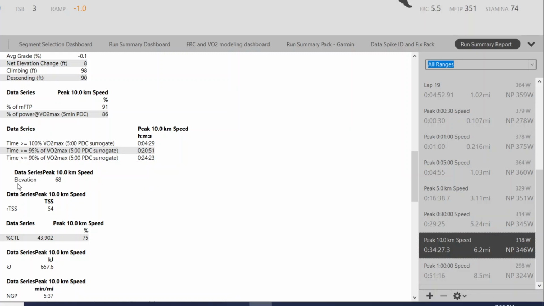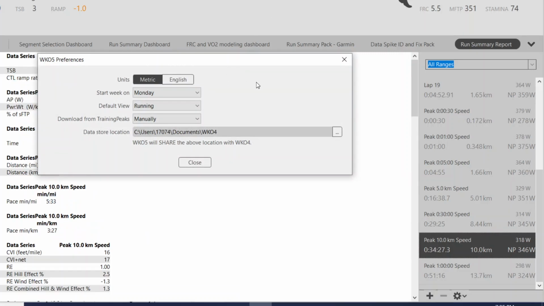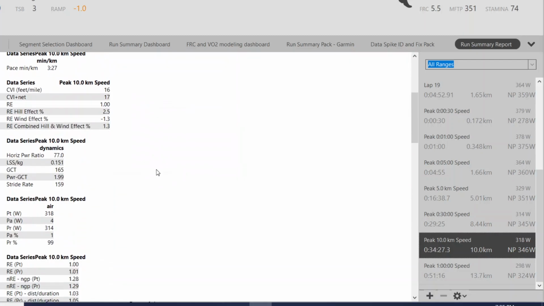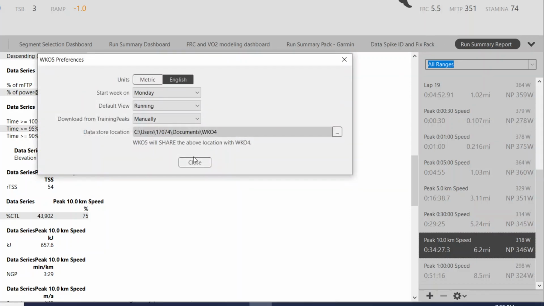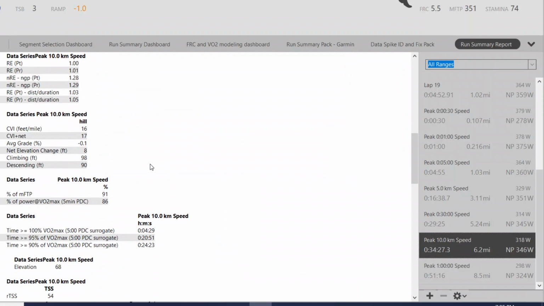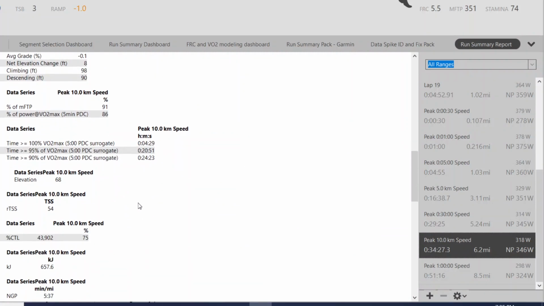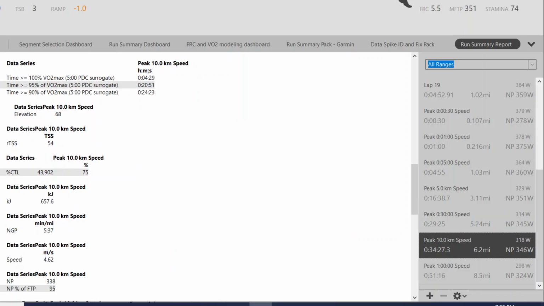The next gives you the elevation, the average elevation for where the run is. This is in feet. If I change the formatting to display metric units instead of feet, you can see the number change. So elevation is 21 meters, and I'll switch back to English units, and the elevation here, you can see a little bit, is in feet.